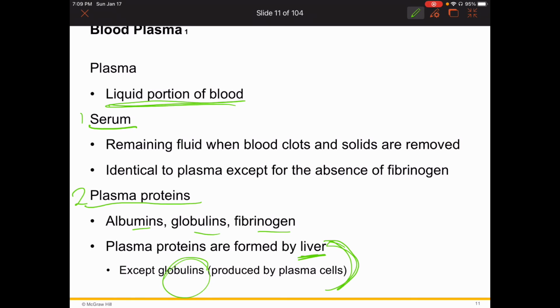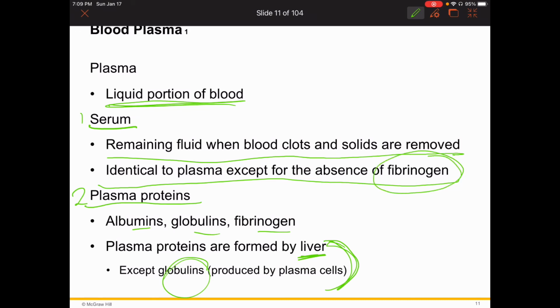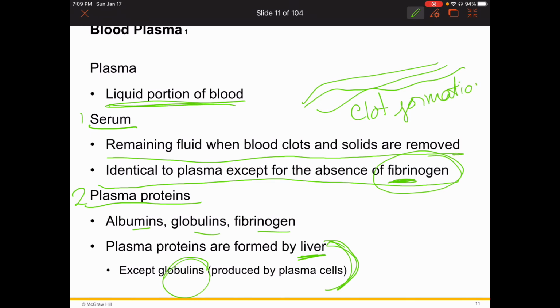So serum itself is going to be everything after the blood clots and solids are removed. And it's identical to plasma except for primarily this fibrinogen. And so fibrin, think of it makes fibers, right? And so we use these a lot in clot formation and scars and all kinds of stuff throughout the body.